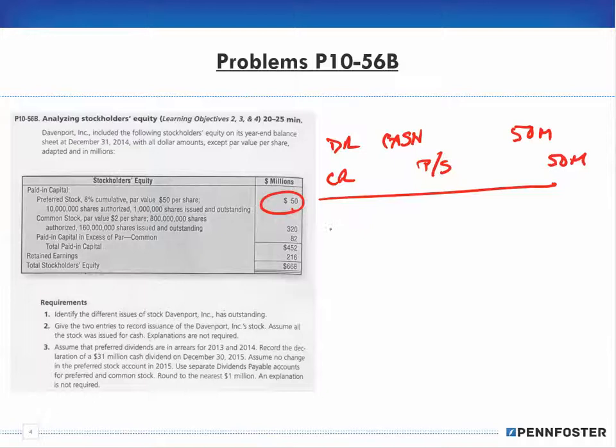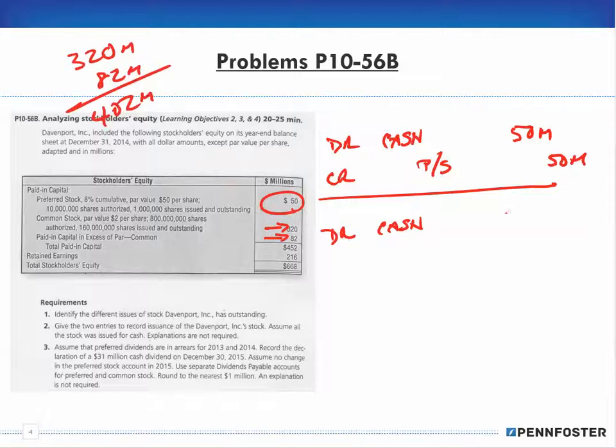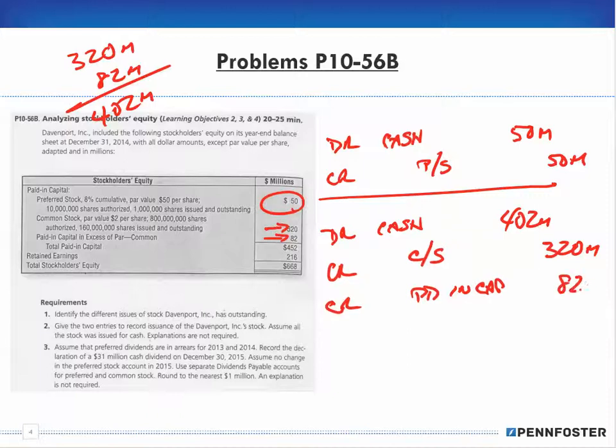Now, for the common stock, we would have a debit to cash, and that debit to cash is not just the 320 million. It also has the additional paid-in capital of 82 million. So 320 mil plus 82 mil is 402 mil. So they would have received 402 million in cash, and there would be a credit to the common stock for the 320 mil, and a credit to the paid in capital in excess of par common for 82 mil.